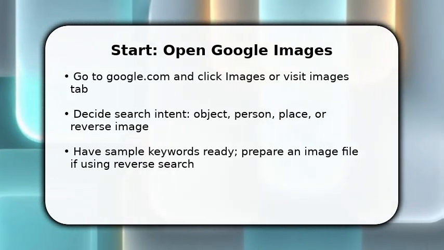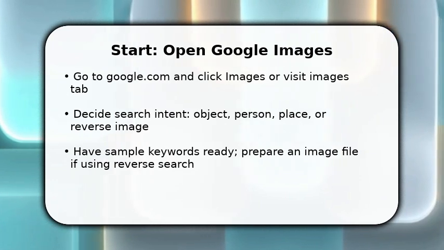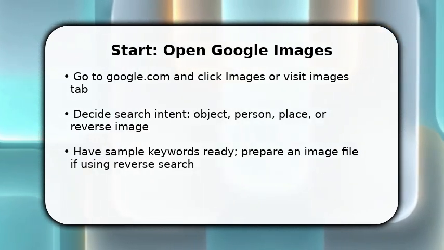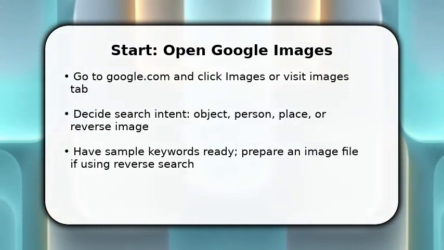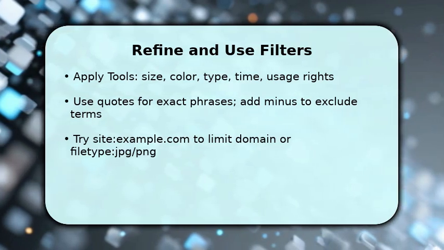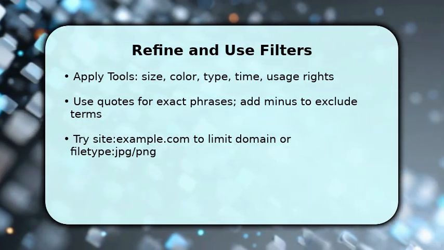This changes Google's matching method from text to visual similarity. Once done, glance at top results to confirm search direction before refining. Now refine results using filters under Tools so you narrow to the right visuals quickly.